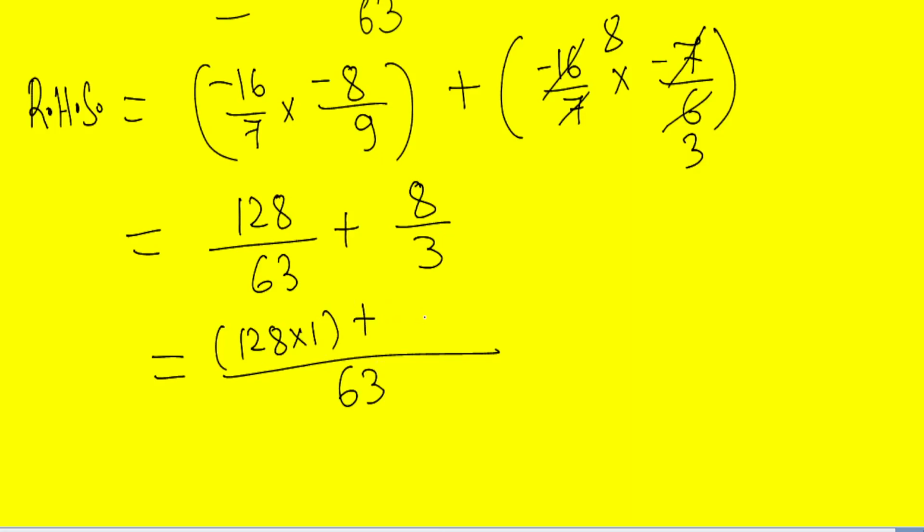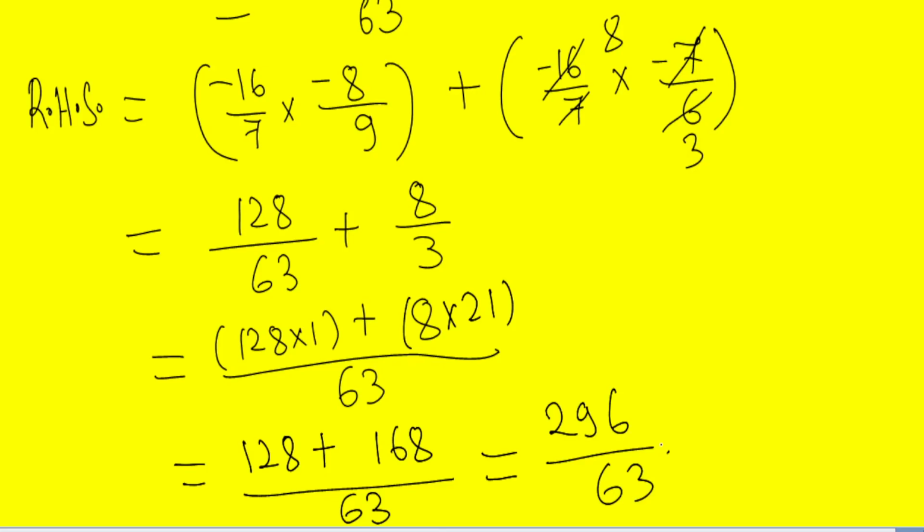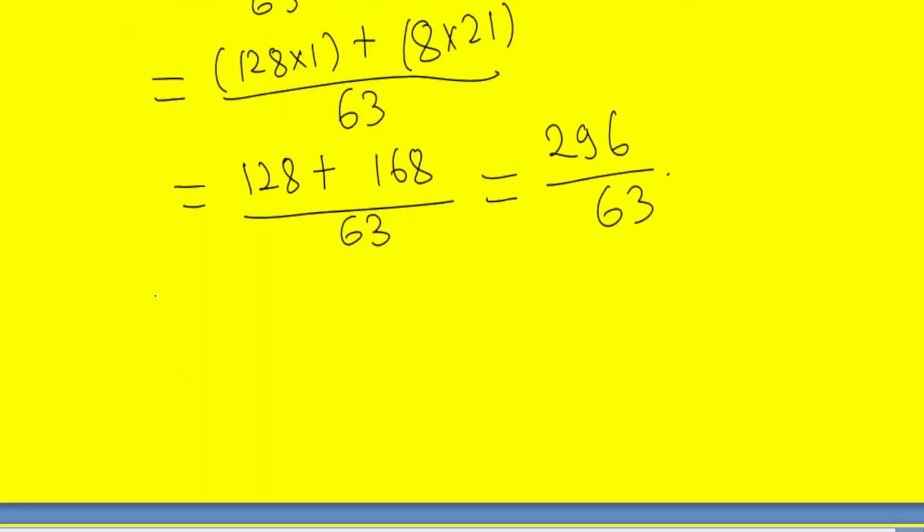Quotient is 8. तो चलो 21, सॉरी quotient 8 नहीं आएगा, quotient 21 आएगा. तो यहाँ पे हम लोग 8 में multiply कर देंगे 21. ठीक है, अब देखो 128 will be as it is और 21 और 8 का कितना हो जाएगा? 168 whole upon 63, तो इसकी वैल्यू कितना आ जाएगी? 296 upon 63. अब देखो लेफ्ट हैंड साइड भी तो उतना ही आया था ना.